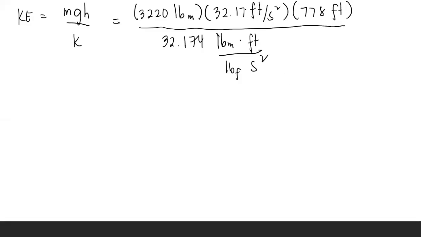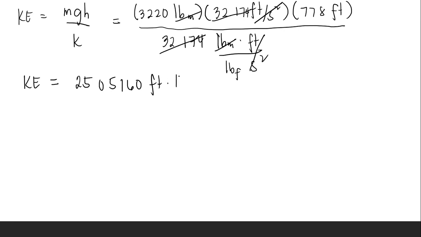We cancel this one, 32.174, so that we can cancel this one, 32 pound mass feet per second squared. Therefore, we have pound force. Okay, what is the kinetic energy? Therefore, this one is 2,505,160. That is foot pound force. 1 BTU divided by 778 foot pound force.